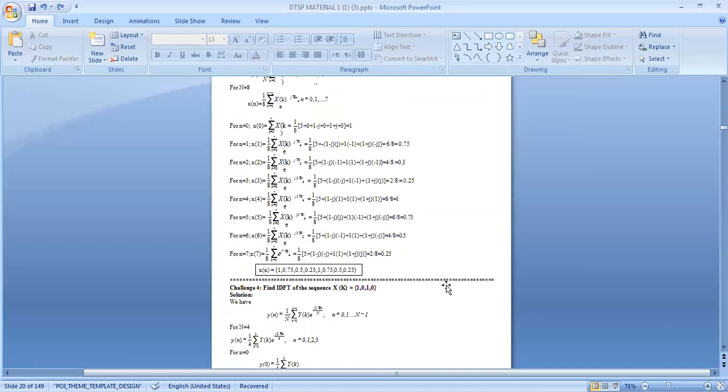So x of k will be having n. This is a 4-point sequence. So y of n is equivalent to 1 by N, summation k is equivalent to 0 to N minus 1, Y of k e power j 2 pi n k by N, where n is equivalent to 0, 1 to N minus 1. So let me consider N is equivalent to 4. So the formula will be 1 by 4, summation k is equivalent to 0 to 3, Y of k e power j 2 pi n k by 4, where n is equivalent to 0, 1, 2, 3.